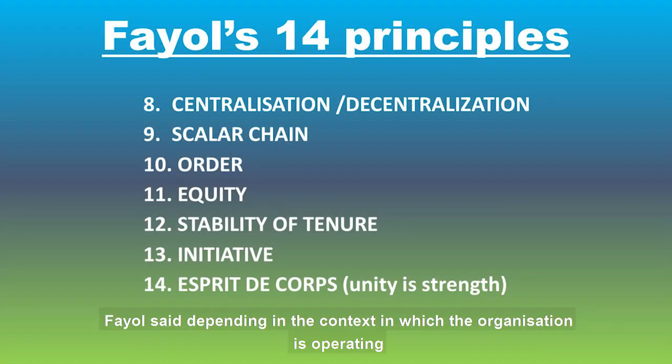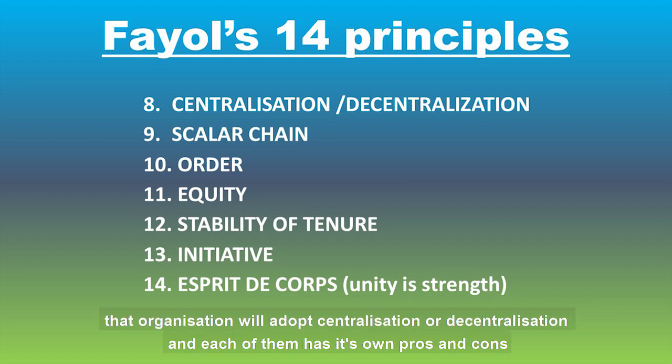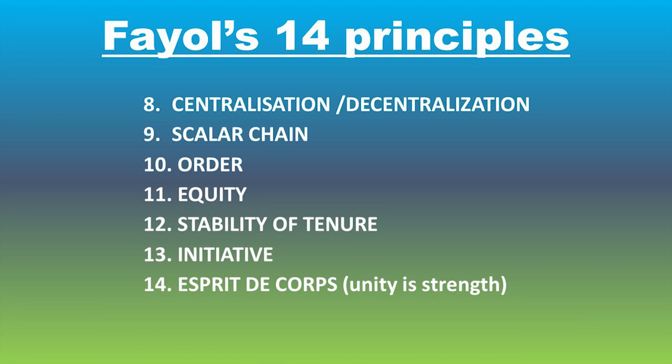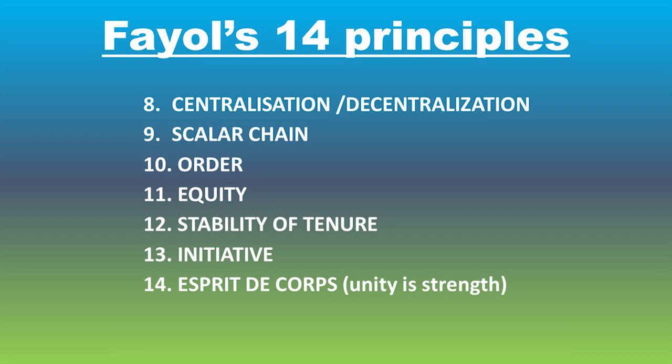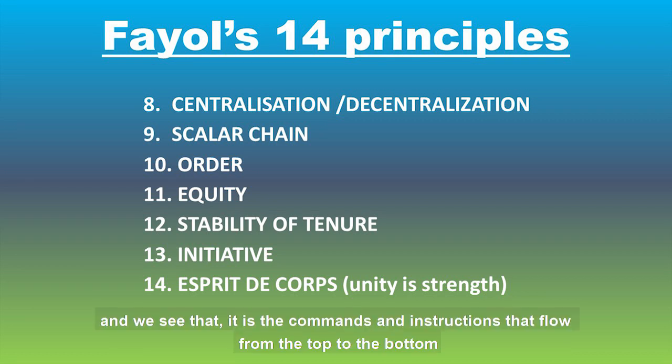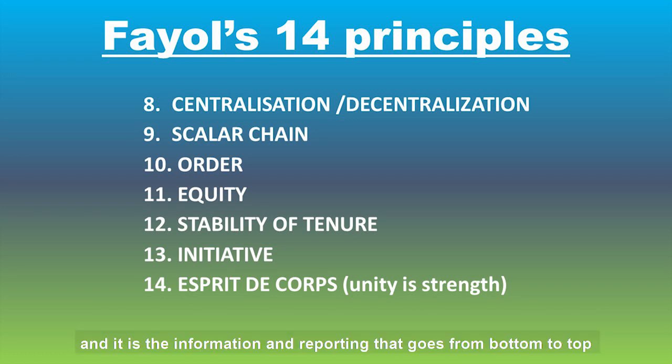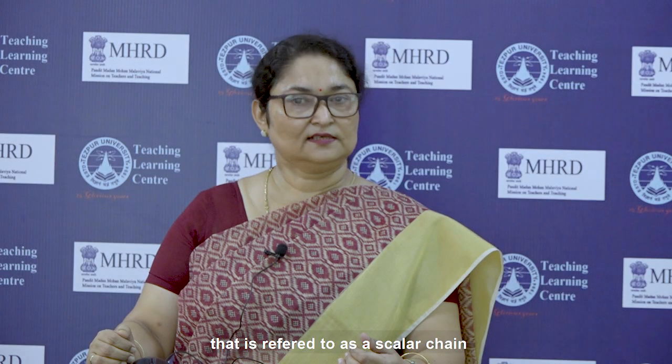Number 8 is centralization or decentralization. Fayol said depending on the context in which the organization is operating, that organization will adopt centralization or decentralization, and each of them has its own pros and cons. Number 9 is the scalar chain. We are talking of a hierarchy, and we see that it is the commands and instructions that flow from the top to the bottom, and it is the information and reporting that goes from bottom to top. That is referred to as a scalar chain.